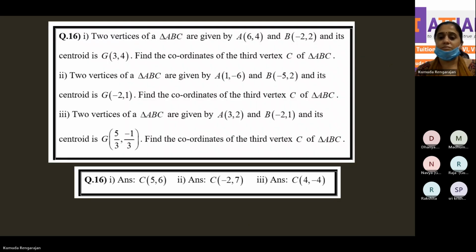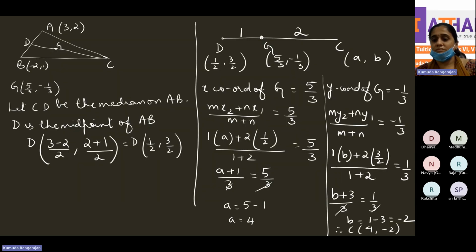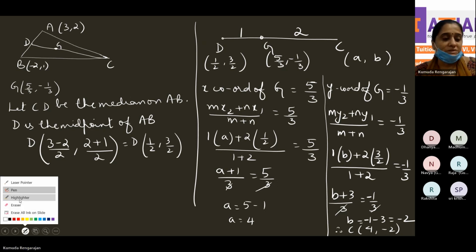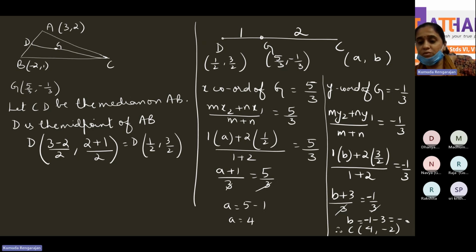Correct? Oh, minus 1 by 3. Sorry, sorry. Yeah, minus 1 by 3. Minus 1 by 3. So it will be minus 4, right?